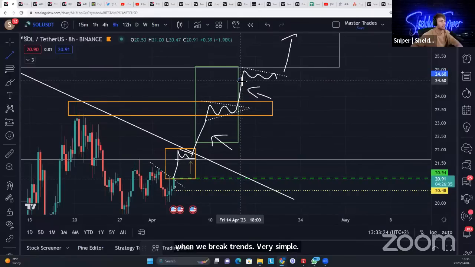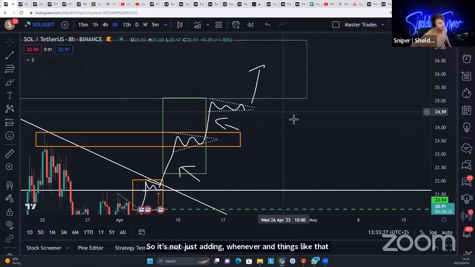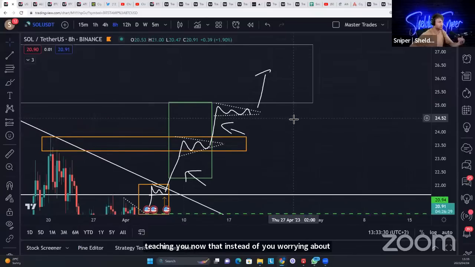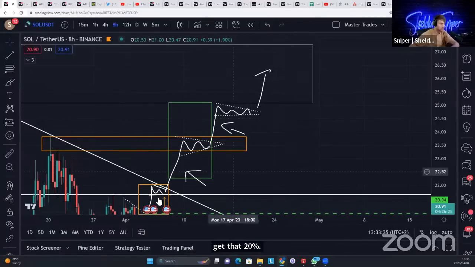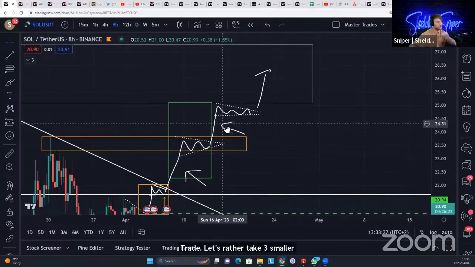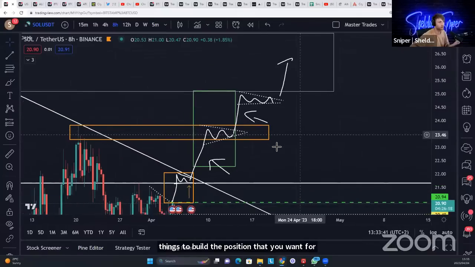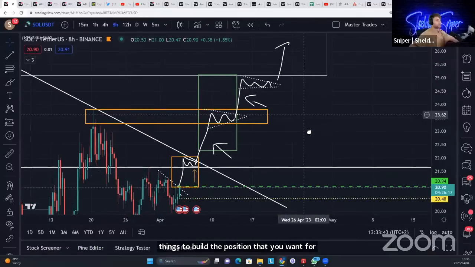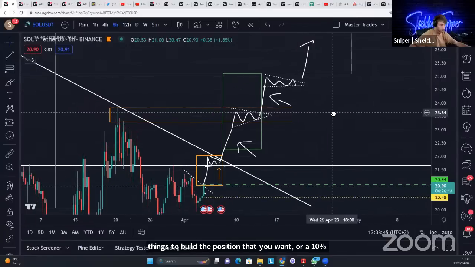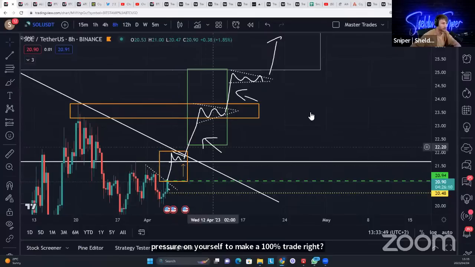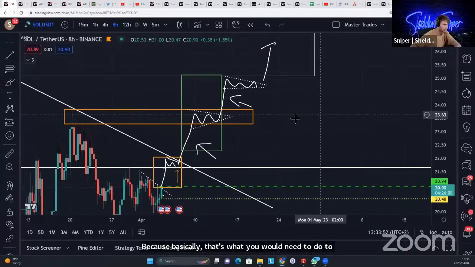But ultimately, I'm teaching you now that instead of worrying about getting a 100% trade, worry about 3 steps before you get that 20% trade. Let's rather take 3 smaller trades or 3 smaller things to build the position that you want for a 10% trade. That becomes a lot easier than putting the pressure on yourself to make a 100% trade, right? Because basically that's what you would need to do to make the same amount of money off of the strategy that I just taught you.